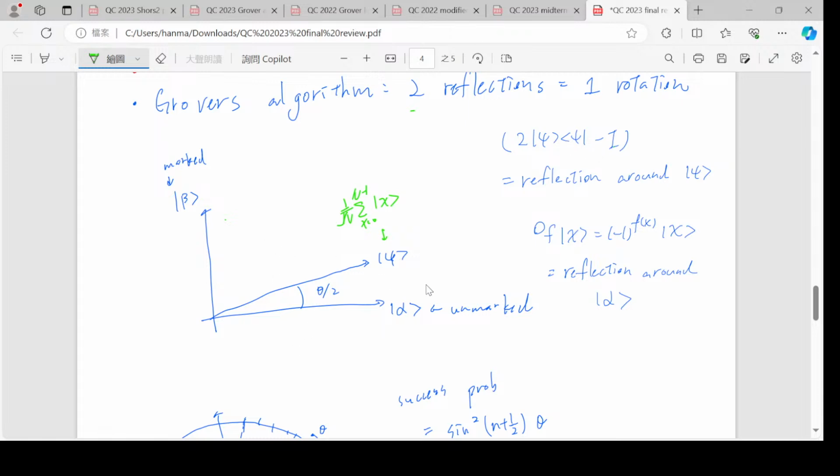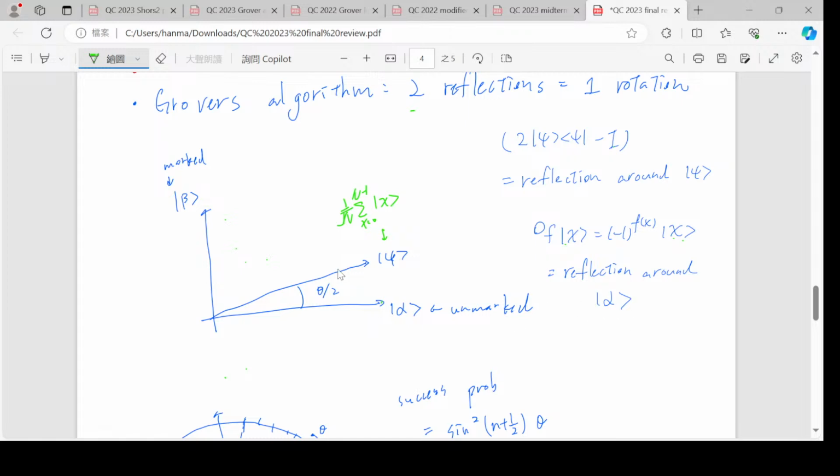So you reflect around side. And another reflection is this OF. OF says that if f of x equals 1, then you get a minus sign, and if f of x equals 0, then you stay the same. So what the OF does on the two-dimensional plane is the alpha component stays the same, and the beta component gets a minus sign. So it is reflected around this alpha line.